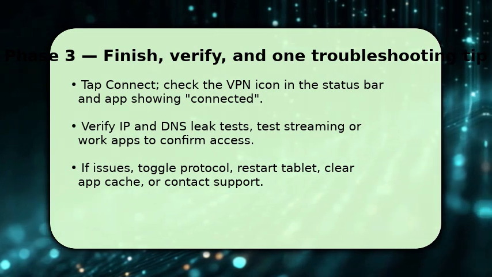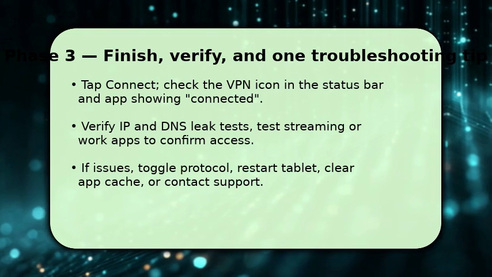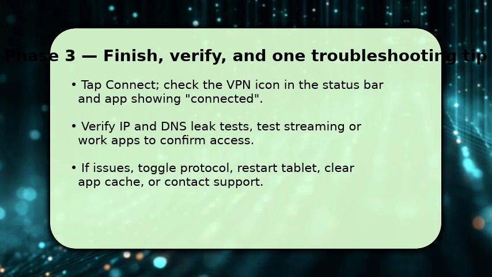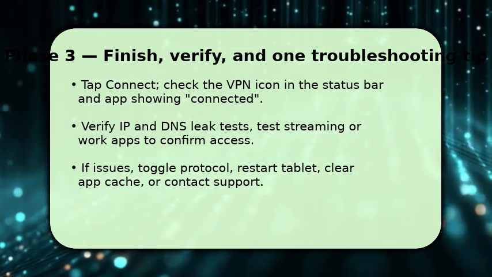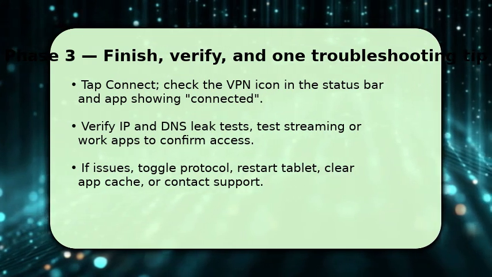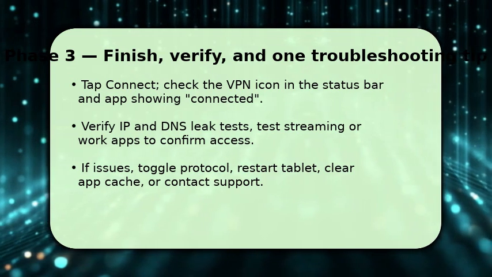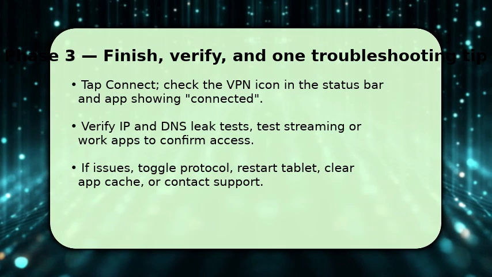Once connected, run an IP and DNS leak check to verify protection and open the apps or sites you need to confirm access. If the connection fails or is slow, try switching protocols, enabling or disabling split tunneling, then restart the tablet and clear the VPN app cache. If problems persist, gather logs and contact the VPN support. They can check account or routing.